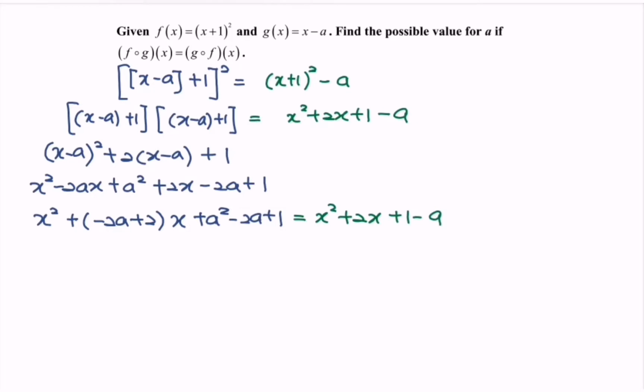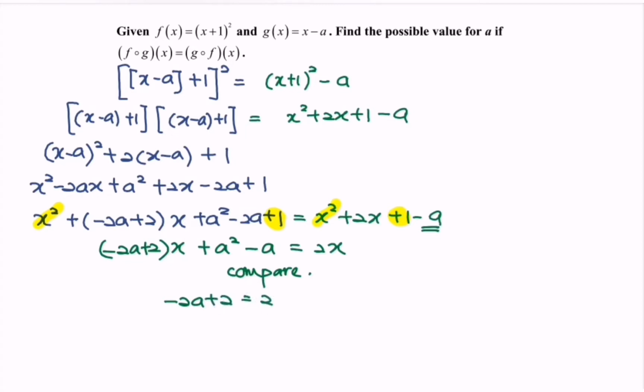Notice that we can simplify this part. In here, we notice that we have (negative 2a plus 2) x plus a squared, and then in here we have negative a, which equals 2x. So kindly compare the coefficient of x. We notice that negative 2a plus 2 equals 2. Simplify the situation: negative 2a equals 0. So a will be equal to 0. That is the situation for this part.